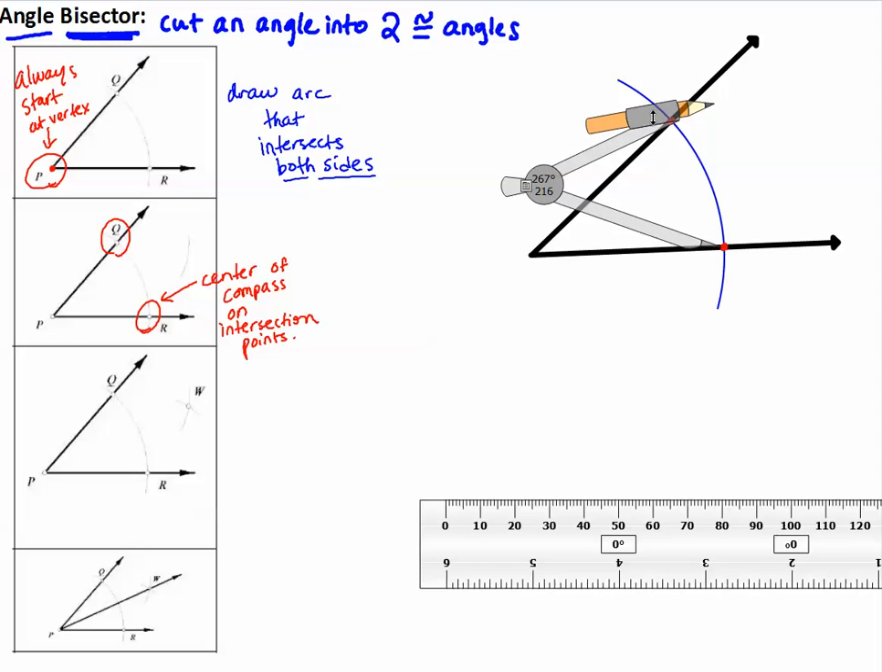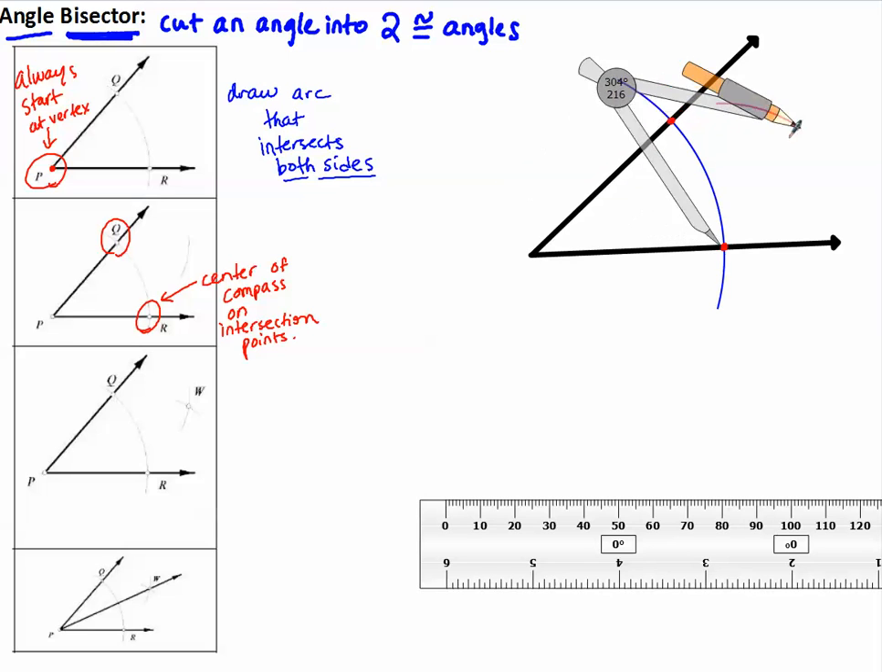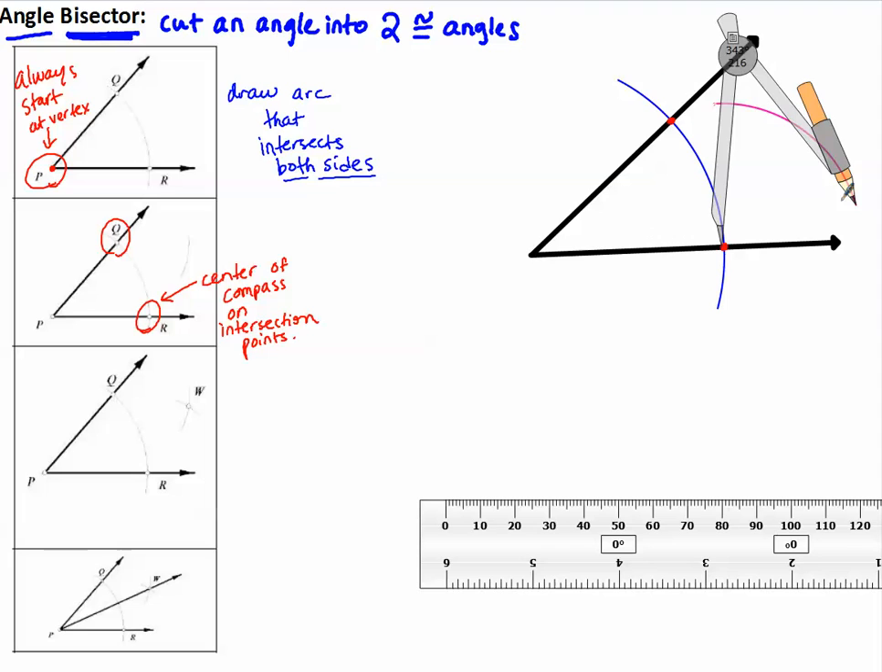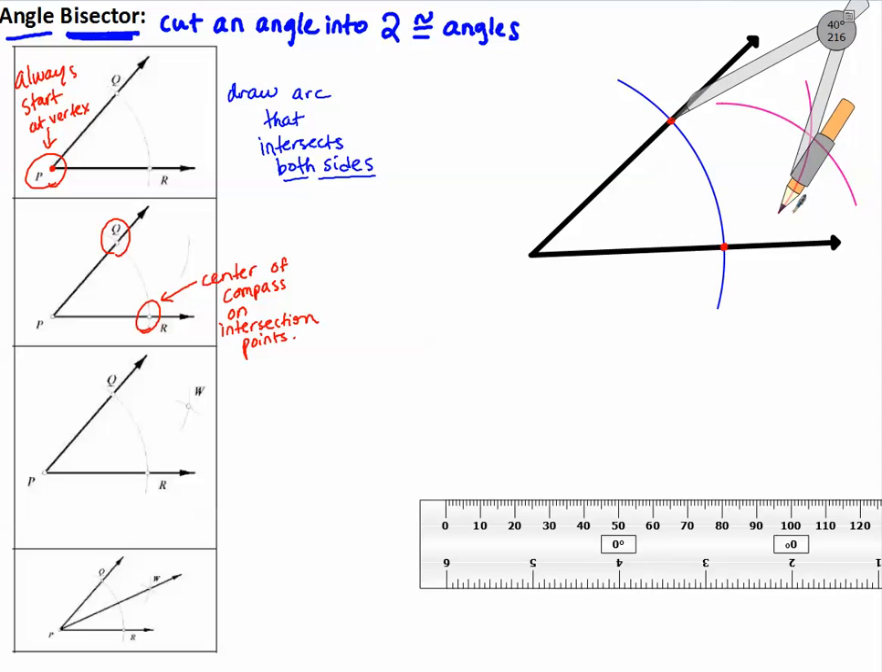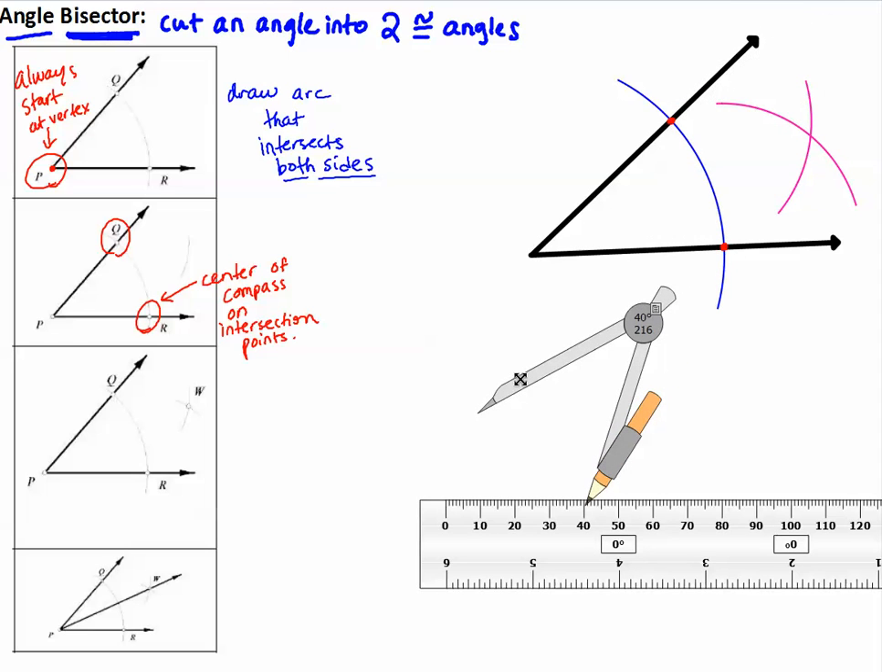Now I'm going to draw an arc that goes in the interior of the angle. It doesn't have to be huge, but in the interior. Go over to the other intersection point and draw an arc that crossed the arc we just made. So look at that, two arcs that I drew. So from that intersection point, we've got these two arcs right here that cross at another point. So what did we do? From these two intersection points, we draw two arcs that intersect inside of the angle.